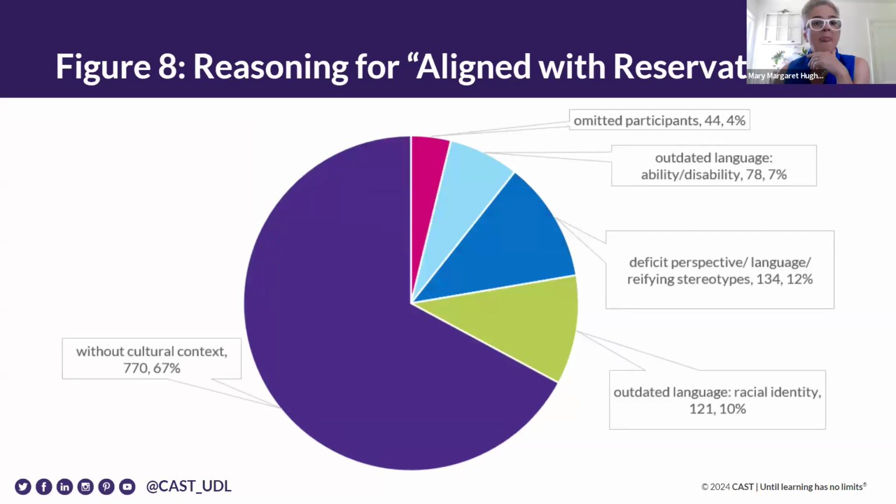Okay. So reasons that research was coded as aligned with reservation run the gamut from omitting identity, cultural, sociopolitical, and contextual factors as influencing the research, using outdated language to describe racial and disability information, deficit perspectives that reify stereotypes, or omitting participants such as English language learners.